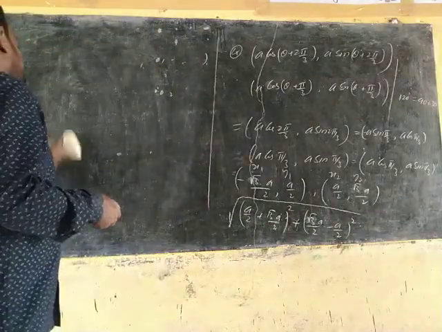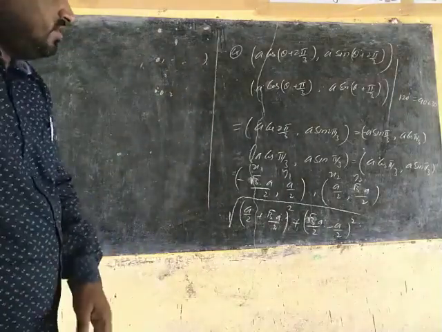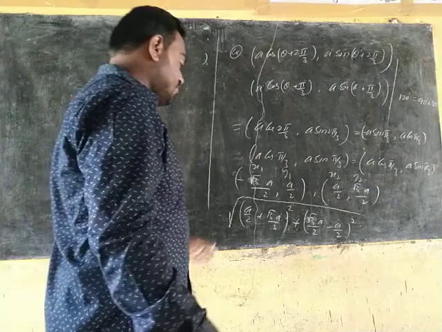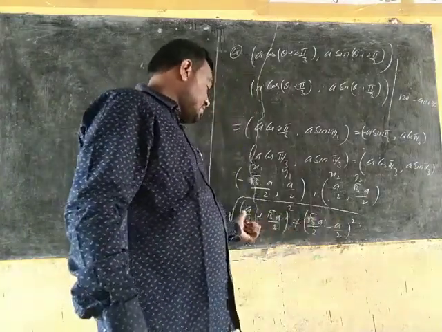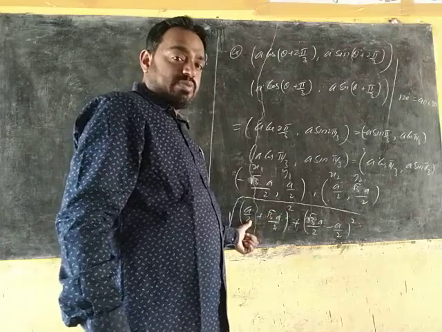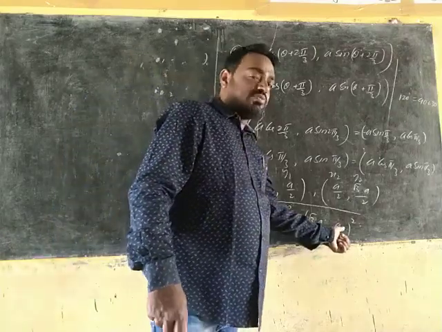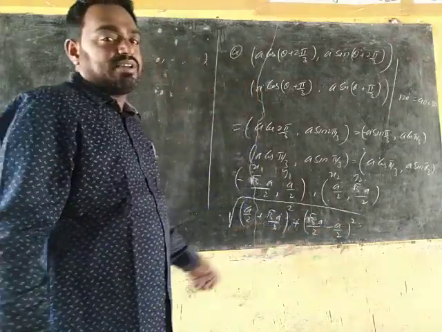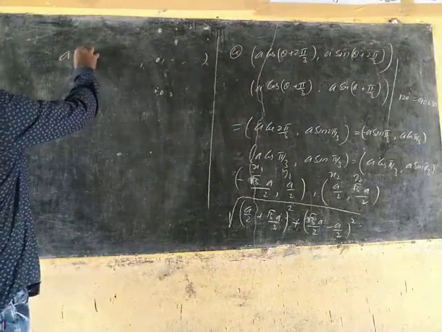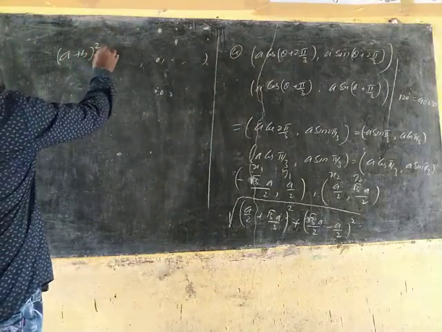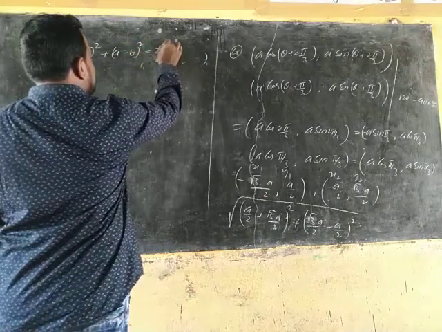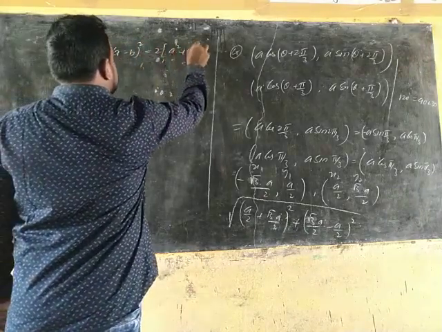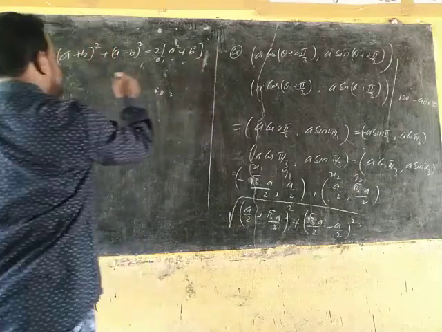Next, this is in the form of (a plus b) whole square plus (a minus b) whole square. Here, a plus b and a minus b. (a plus b) whole square plus (a minus b) whole square is equal to 2 into (a square plus b square).